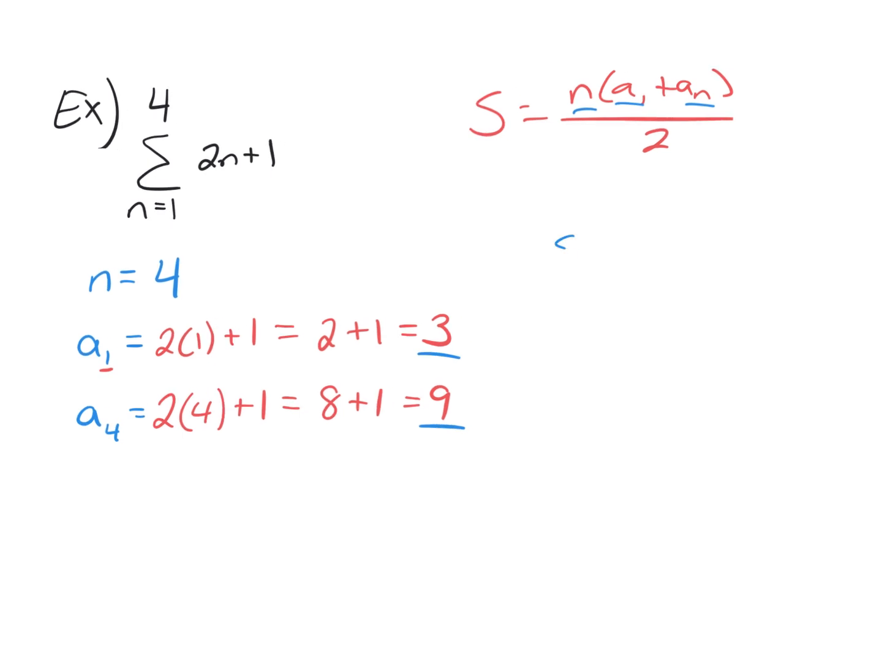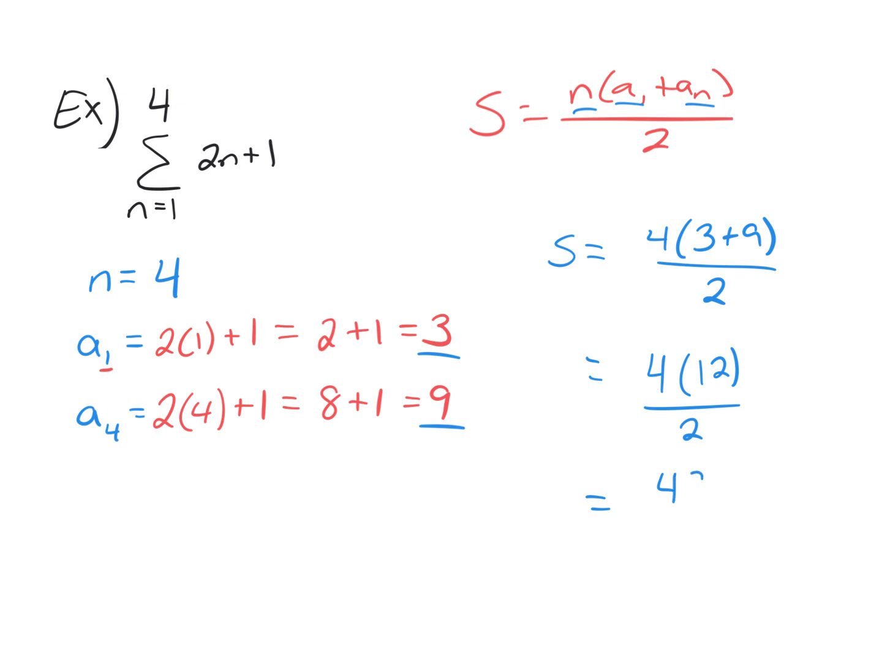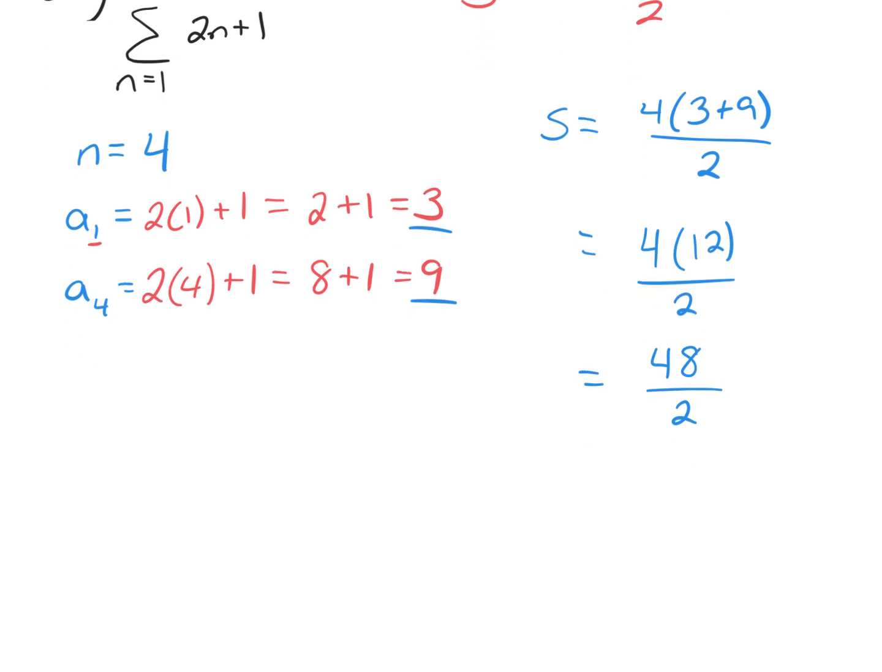Okay, so my sum equals 4 times 3 plus 9, divided by 2. What do I do first? 3 plus 9 is 12. 4 times 12 is 48. Divided by 2 is 24.